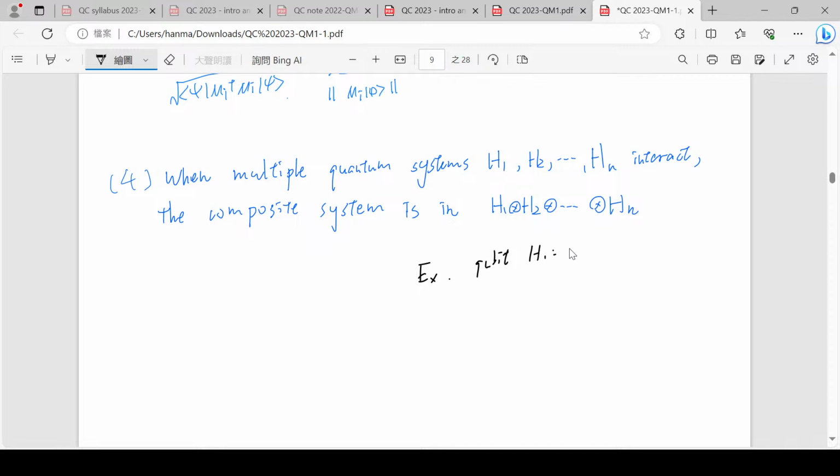being two-dimensional, the span of |0> and |1>, right? And actually all the H_i are the span of |0>, |1>. And then if you have H1 tensor H2 tensor H3, then it is the span of |000>, |001>, and so on. So all 8 possible 3-bit strings. Okay.